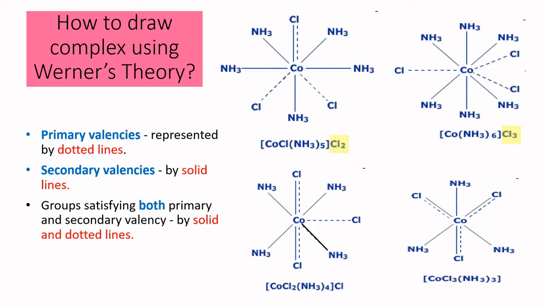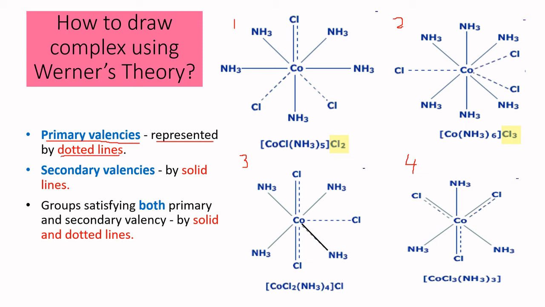Okay, when we talk about Werner's theory, this is something that is related to it. So how are we going to draw the complex compound using Werner's theory? If you look at the example here, there are 1, 2, 3, and 4 examples. When we draw a complex using Werner's theory, the primary valency, or the anion that satisfies the oxidation state, is represented by dotted lines.